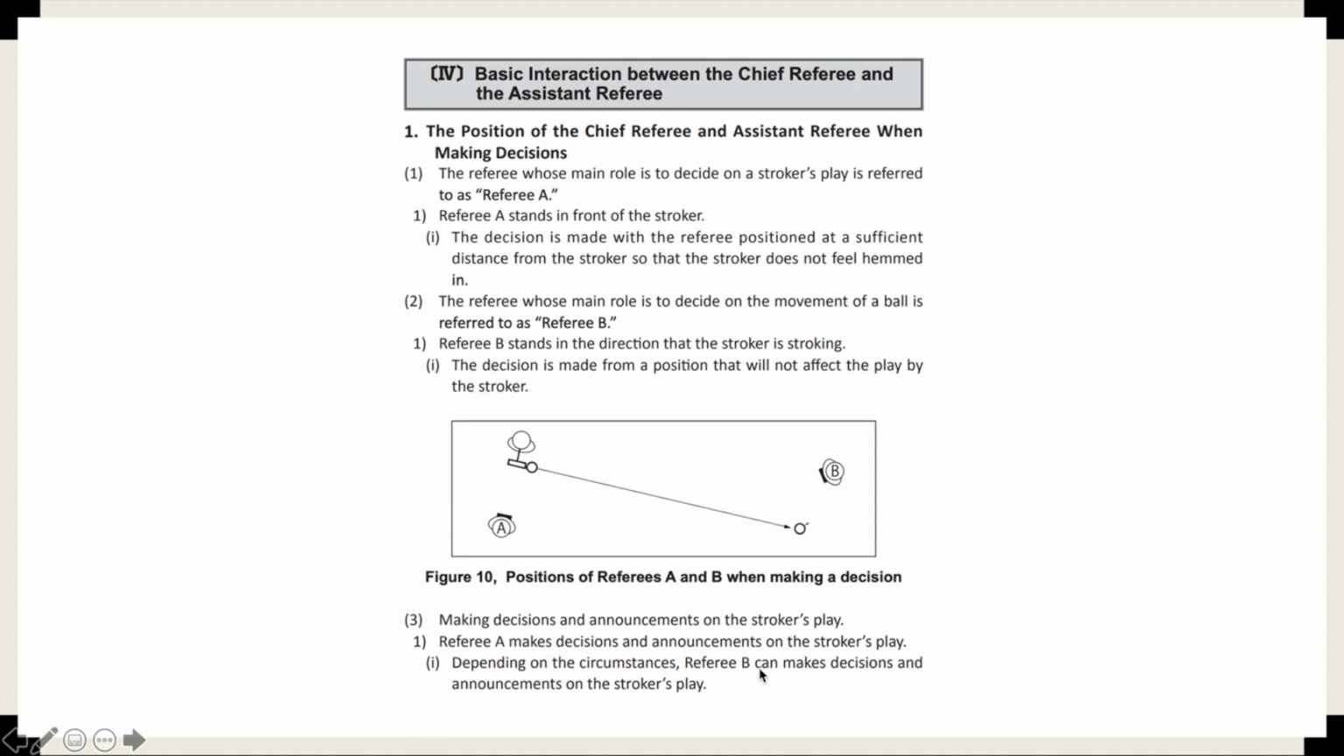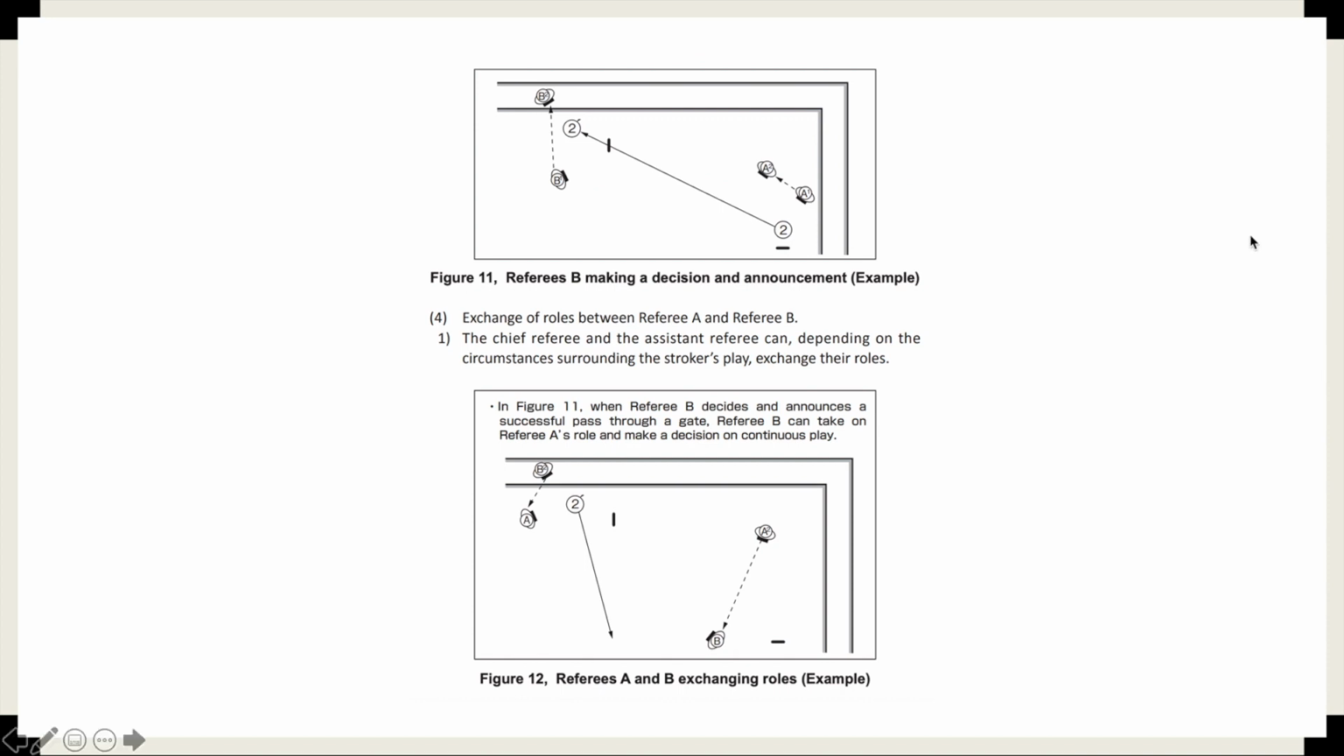Depending on the circumstances, referee B can make decisions and announcements on the stroker's play. So it's whichever person is closer to the offence who will most likely be making the call. This one down here is probably a little bit rarer, especially in relation to stroking fouls. Often it's referee A who will be calling those, but there are situations in which referee B could do that. Moving on, we can see here, figure 11, referee B making a decision and announcement example.